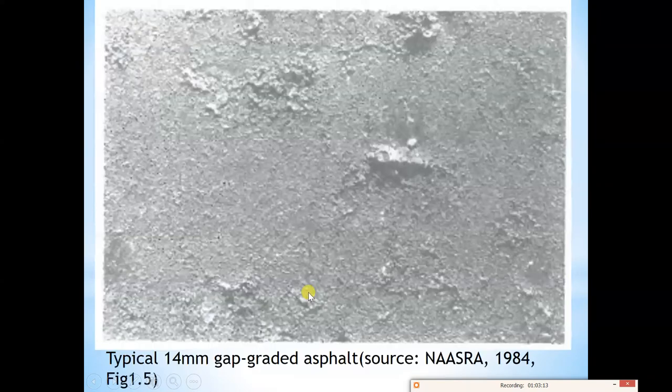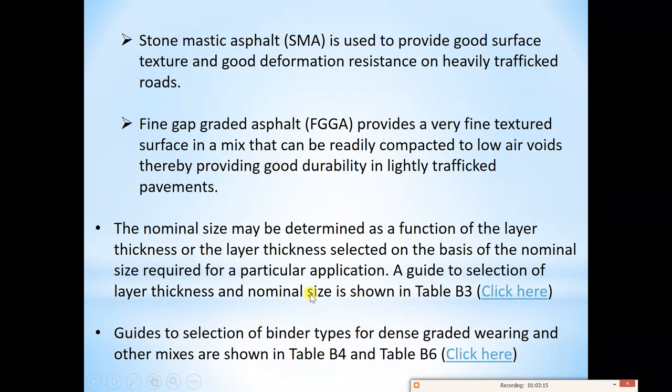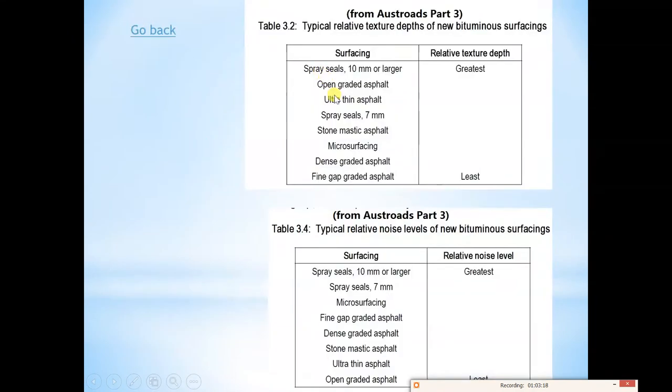I think I'll go to that slide again. Texture, let me see, where's the texture here? The typical relative texture depth of new bituminous surfacing: open graded asphalt actually ranks almost at the top, after the spray seal 10 mm. And I think with that, the second one is also relevant. The next point is the noise level, which is going to be the lowest.